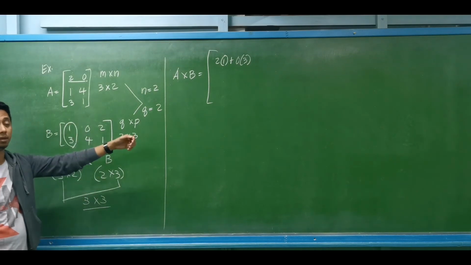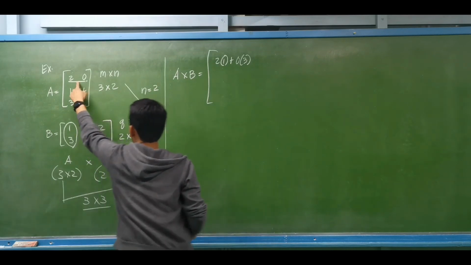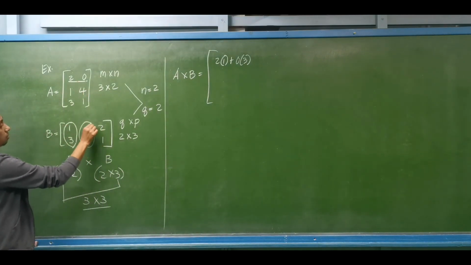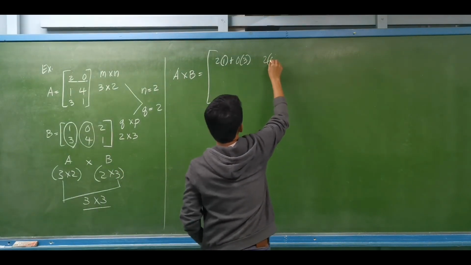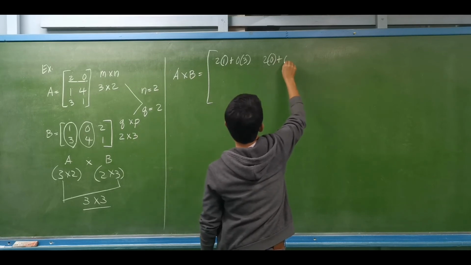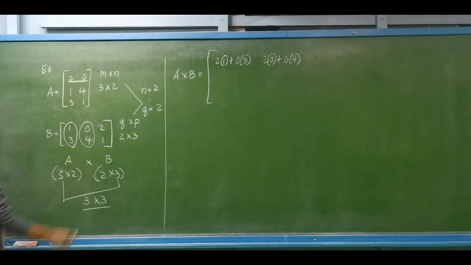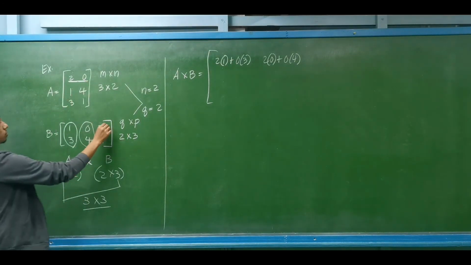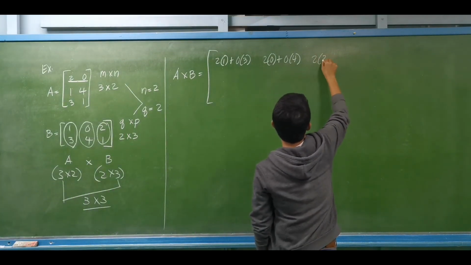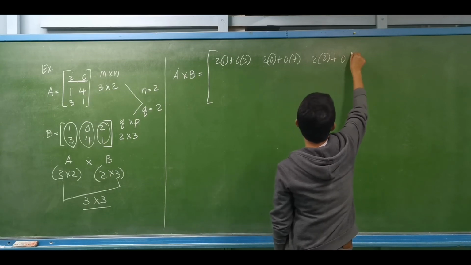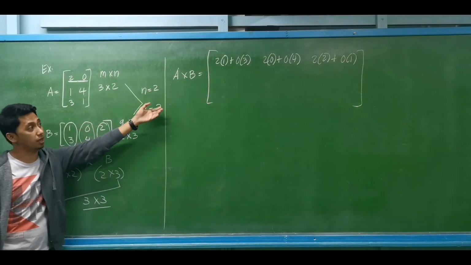We proceed to the second element of the first row of A times B. That is the first row of matrix A, and this time we proceed to the second column of matrix B. So that is 2 times 0 plus 0 times 4. Then we have the first row of matrix A to the last column of matrix B. So we have 2 multiplied by 2 plus 0 times 1. So that will be the first row of the product of matrix A and matrix B.